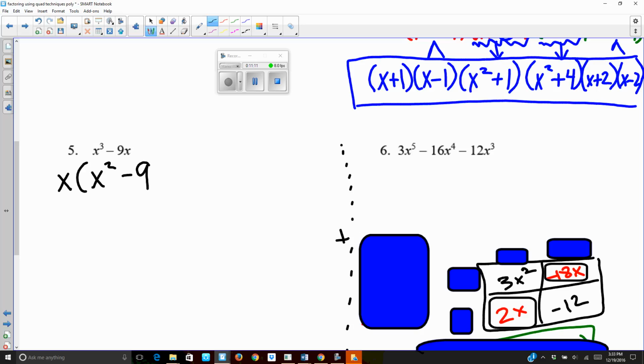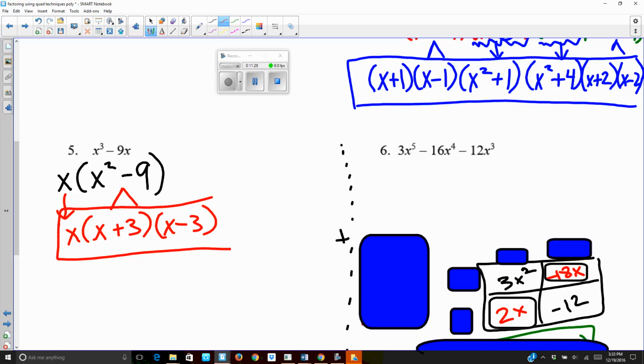And when you factor an x out, you're left with x squared minus 9, which you should notice, those are both perfect squares. So you can factor x squared minus 9 as x plus 3, x minus 3. Don't forget the x that you factored out is part of your answer.